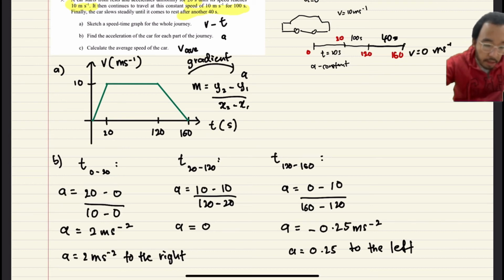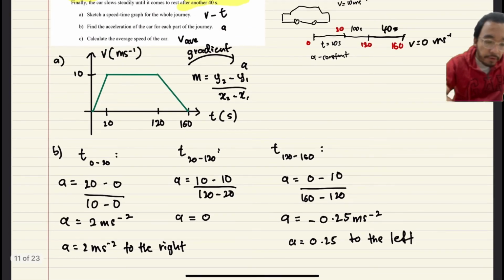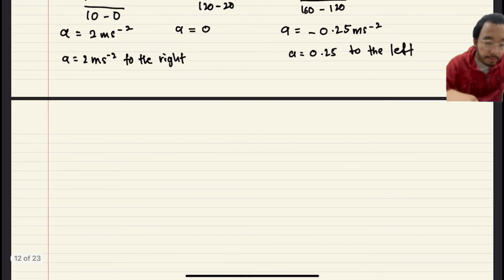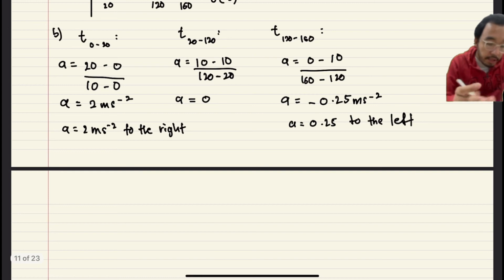Okay, question number C. Calculate the average speed of the car. So if you want to find the instantaneous speed, you can look over here, over here, over here. But if you want to find the average, basically you have to consider the total, final minus initial, and then divide by the time. I think I have to correct myself a little bit there. They ask you to calculate the average speed.